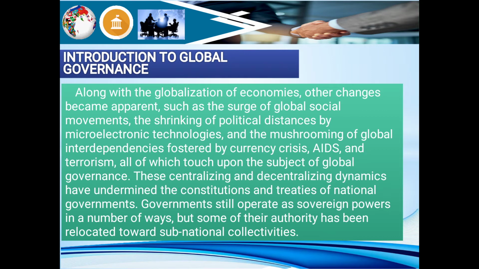These centralizing and decentralizing dynamics have undermined the constitutions and treaties of national governments. Governments still operate as sovereign powers in a number of ways, but some of their authority has been relocated toward subnational collectivities.